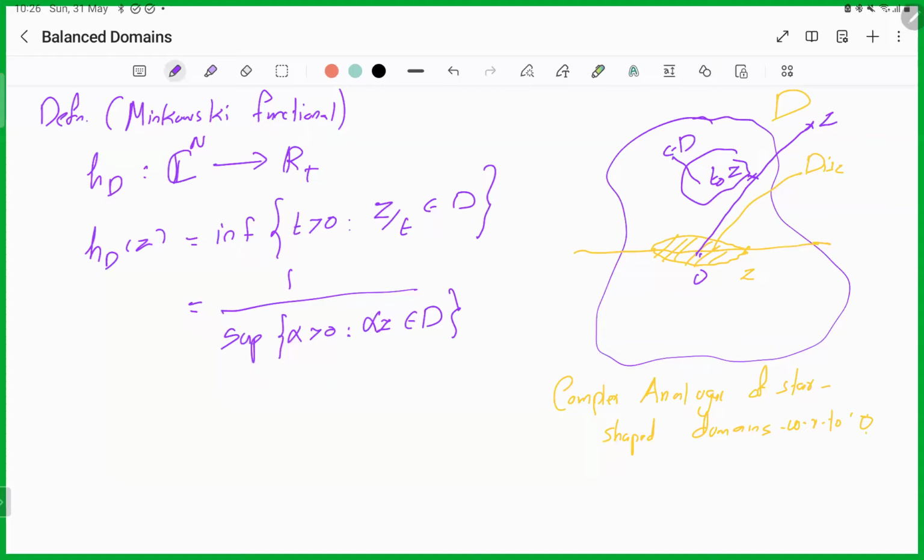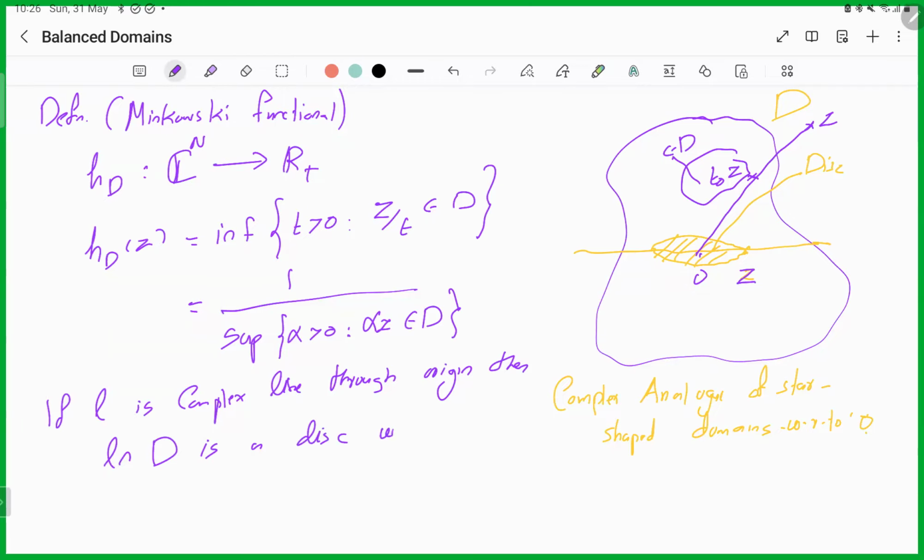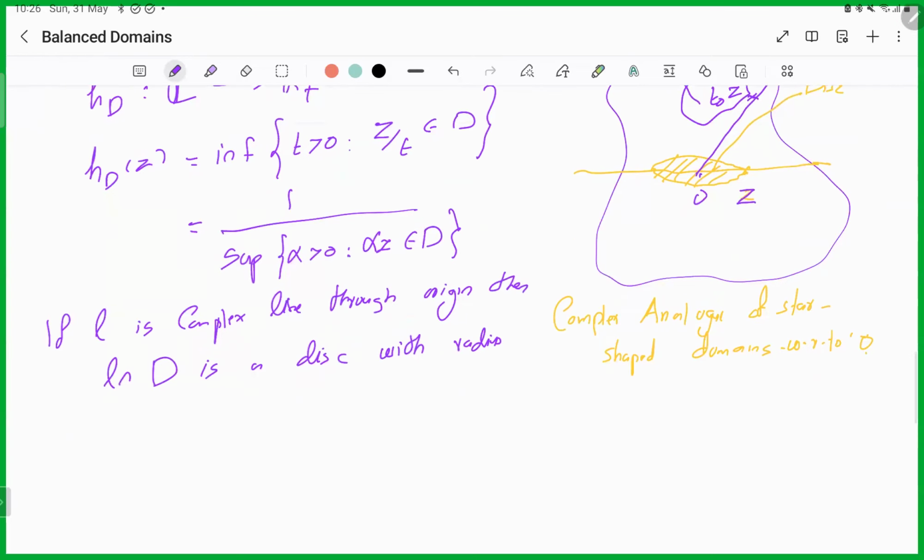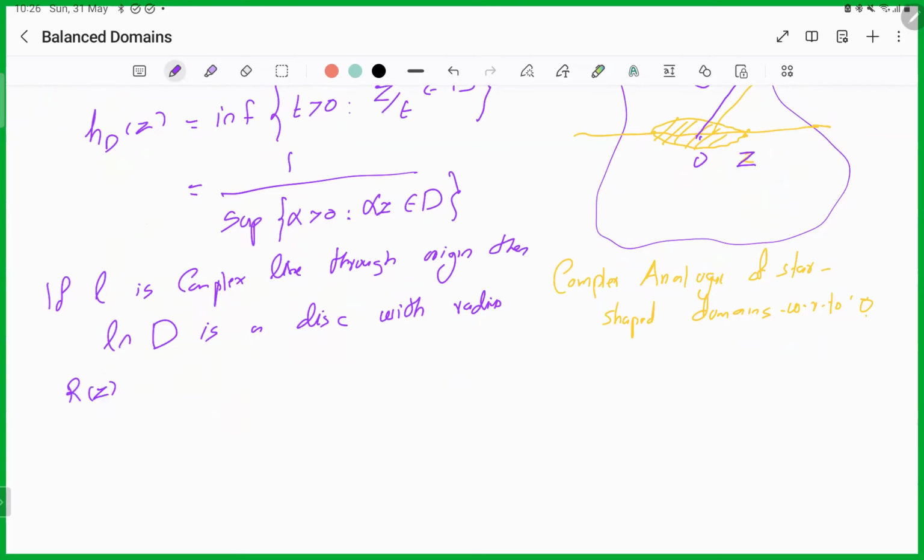In other words, if L is a complex line passing through the origin and z, balanced domain means L intersection D is a disk with some radius R. Otherwise, z has no role. Then h_D of z equals 1 by R.